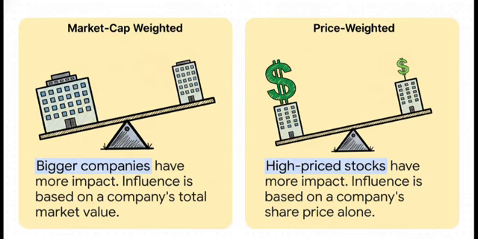It's pretty simple. The bigger the company's total value, the more it can move the index. Makes sense, right? But the older way is price weighted. And here, only the stock price matters. And this can be so misleading. You could have a company with a $1,000 stock price that completely dominates the index, even if it's a tiny company compared to a giant with a $100 stock. You can see why that's not really the best approach anymore.